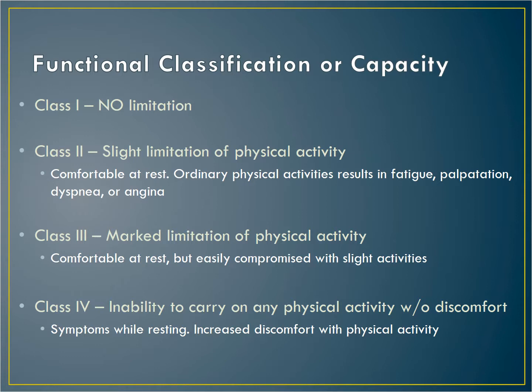Functional classifications or capacity: we have class 1, which is no limitations. Class 2 would be slight limitations of physical activity. So comfortable at rest, physical activities result in fatigue or palpitation, dyspnea, or angina. Then we start to get a little more serious, which is class 3, which is marked by limitation of physical activity. They're comfortable at rest, but easily compromised with slight activities. Then class 4 is the inability to carry on any physical activity without discomfort.